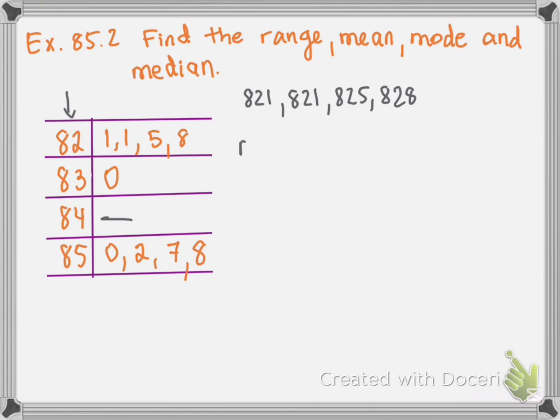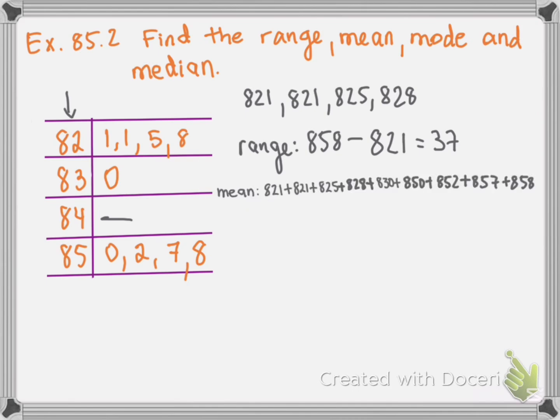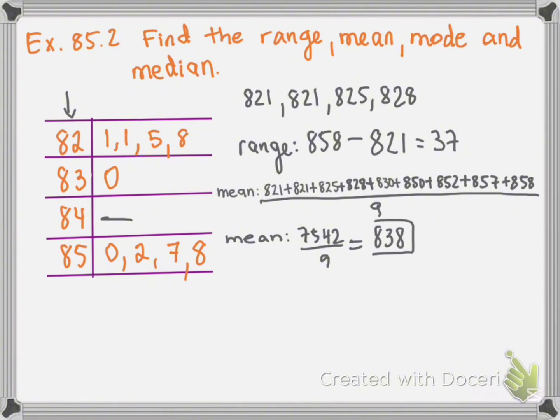So let's find the range. Again, is the biggest, 858, minus the smallest, 821. And if we subtract that, we get 37. Then the mean, remember the mean is the same as average. So we have to add them all and divide by the number of numbers. So we'll write all of those numbers to add them, and then we're going to divide by the number of numbers, which in this case is 9. And if we do that addition and division, we get 7,542 divided by 9, which is 838. And that would be the mean or the average.